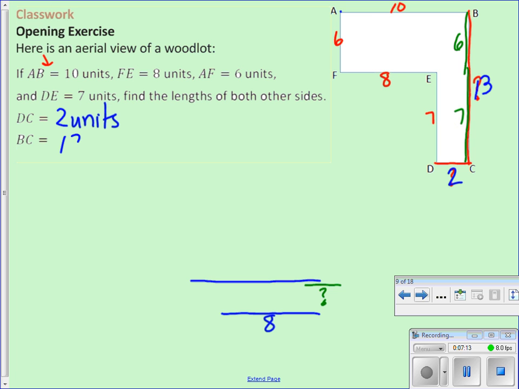Is anybody not sure where the 2 or the 13 came from? Or why we subtracted the first time but we added the second time?